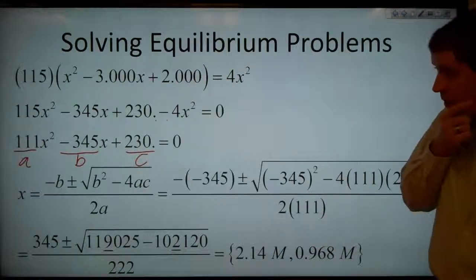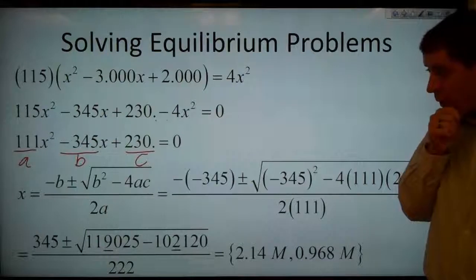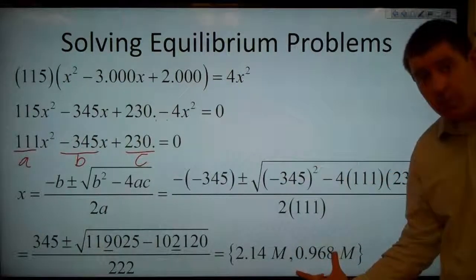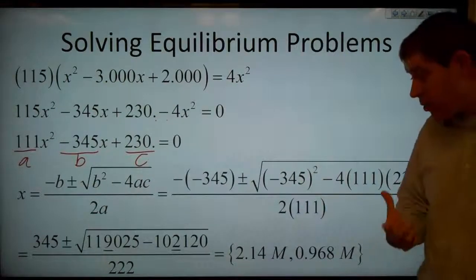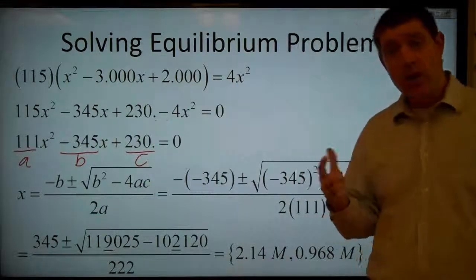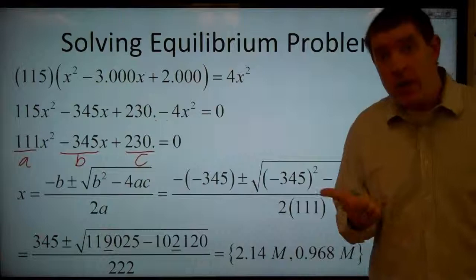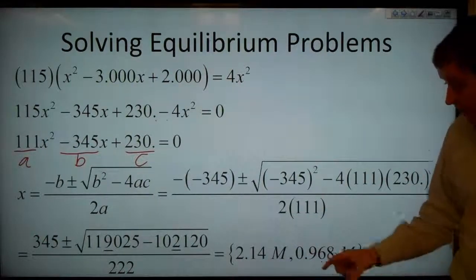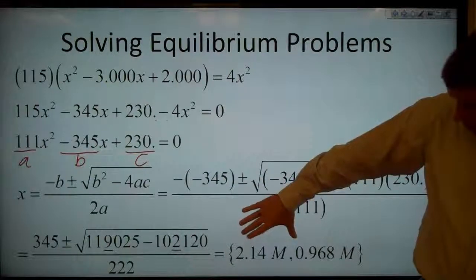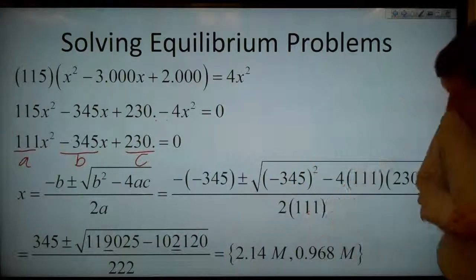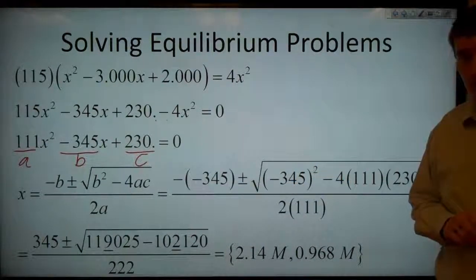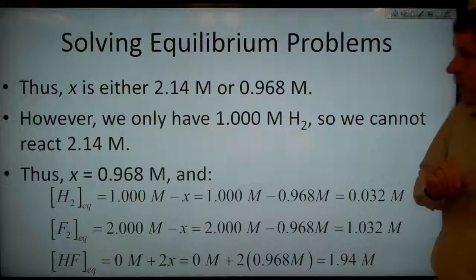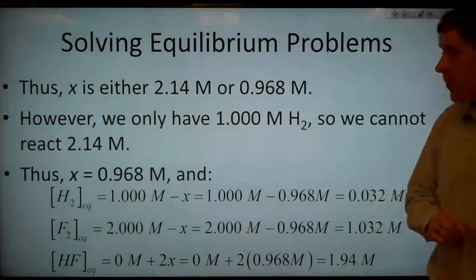So whenever you use the quadratic formula in this way, you're always going to get two values. Now, one of them should, at least hopefully, be a nonsensical value. And we need to figure out which of our two values it is. So, we have a value that's 2.14 molar and one value that's 0.968 molar. So, X has to be one of those two values.